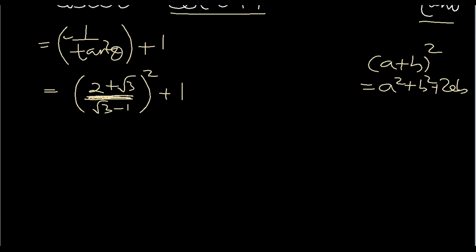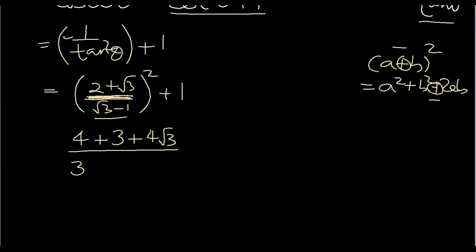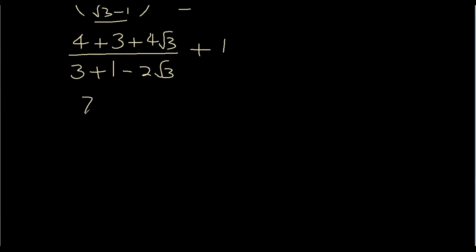So a for us here is 2, so 2 square is 4, plus square root 3 square is 3, plus 2ab, 2 times 2 is 4, square root 3. Now here we will use a minus b. In place of plus, it will be minus, and in place of this, 2ab will be minus. A square plus b square minus 2ab plus 1 is already there. So we get here (7 plus 4 square root 3) over (4 minus 2 square root 3) plus 1.